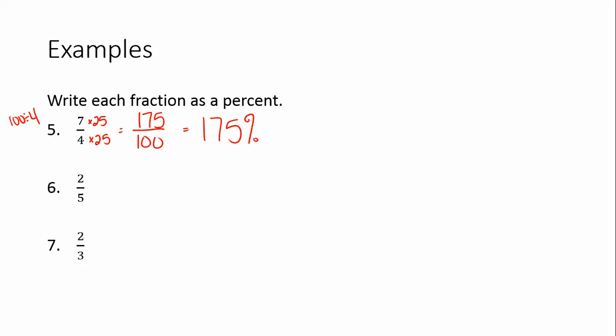Let's take a look at number 6. We want, again, to make the bottom 100. So what do we multiply 5 by? If you're unsure, take 100 and divide it by 5. That'll give you 20, or 5 times 20 is 100. We need to do that to the top and the bottom. So we get 40 over 100. 2 times 20 is 40. And that's the same as 40%.